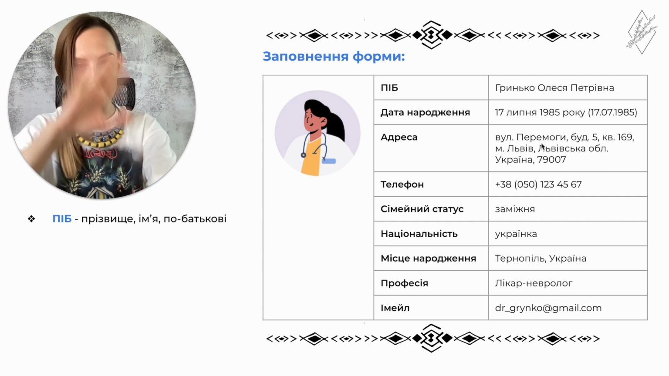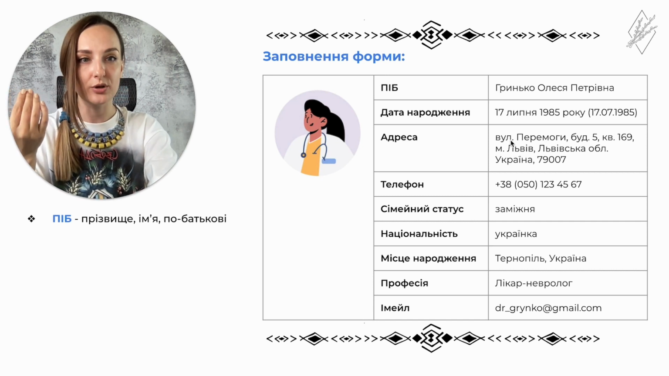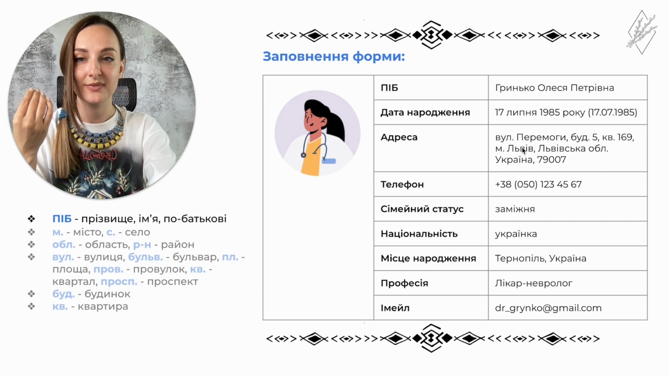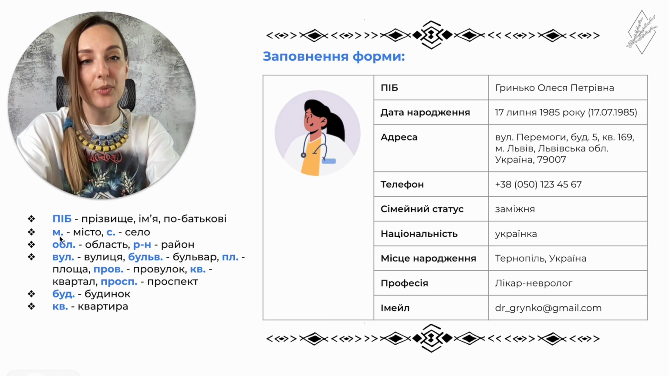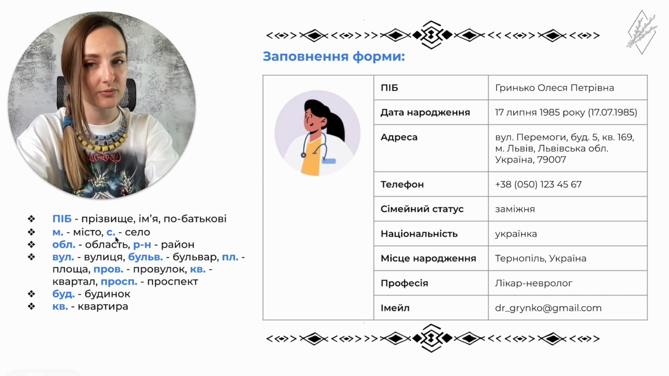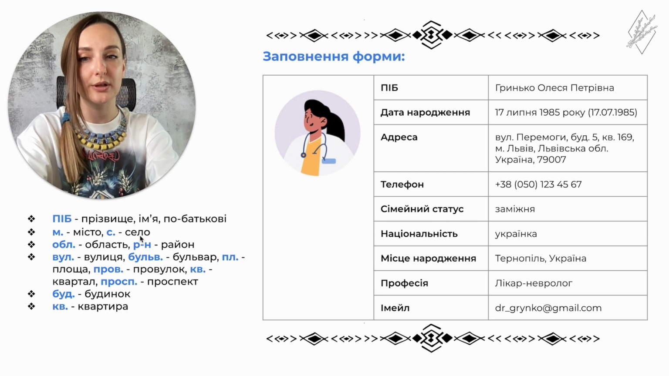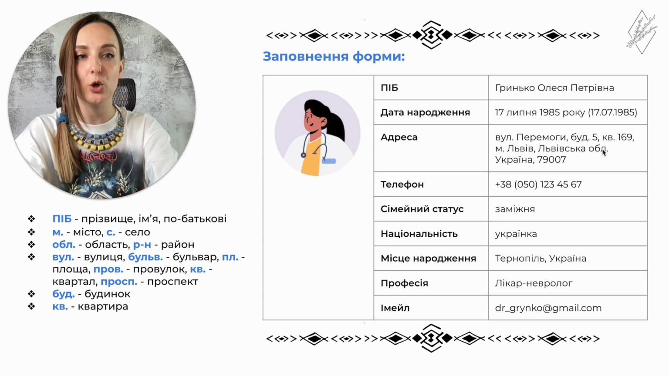So let's go through all these abbreviations what we have here. Вул Перемоги. Це означає вулиця Перемоги. Perem­ohy Street. Here you can see some abbreviations. М means місто, so city, місто Львів. Also it can be с with the dot, which means село, village. Обл means область, which means region. Here we have Львівська область, Lviv region.